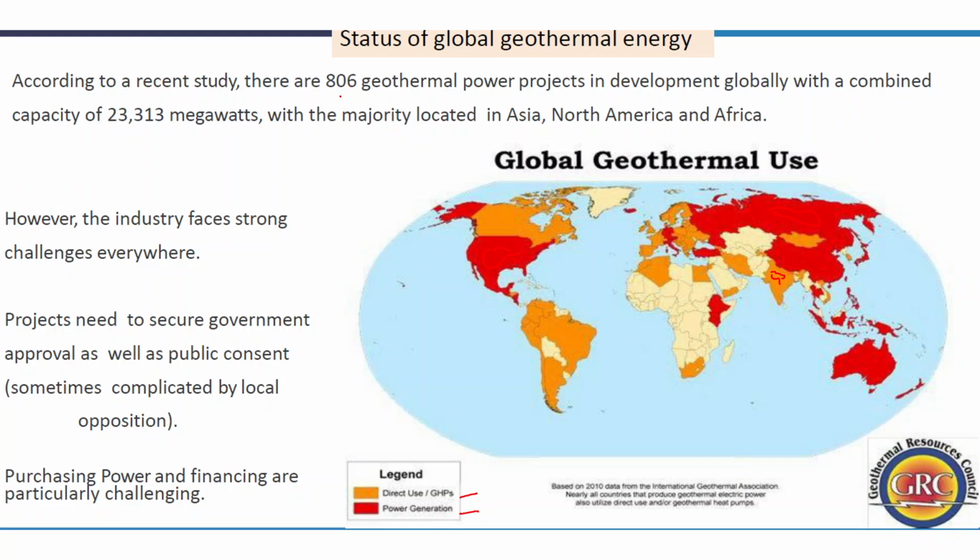According to a recent study, there are 806 geothermal power projects in development globally with a combined capacity of 23,313 megawatts, with the majority located in Asia, North America and Africa. However, the industry faces strong challenges everywhere. Projects need to secure not only government approval but also public consent. Sometimes local people oppose them due to different factors. And financing is also a problem because it requires a high initial capital investment.